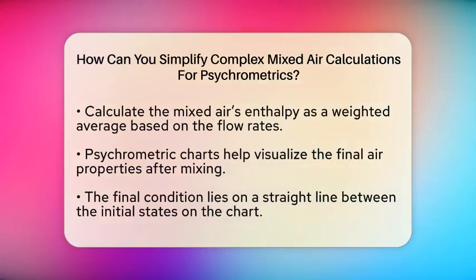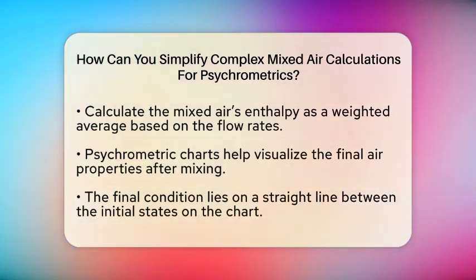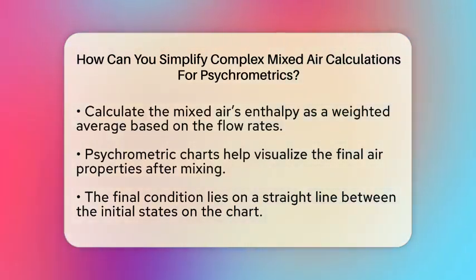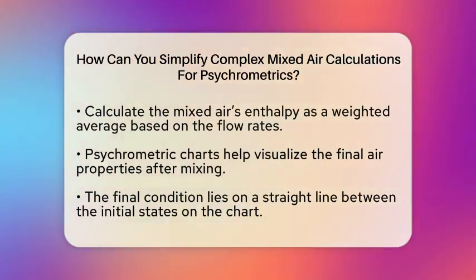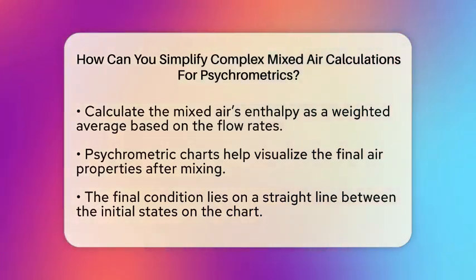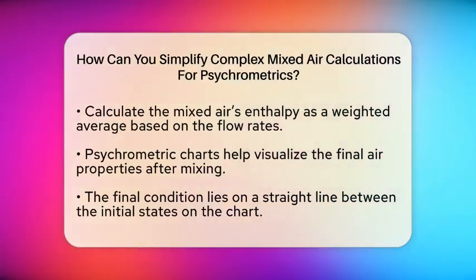Enthalpy, which is the energy content of the air, can be calculated as a weighted average. You multiply each stream's enthalpy by its mass flow, add them together, and then divide by the total mass flow. This way, you get the mixed air's enthalpy without complicated calculations.